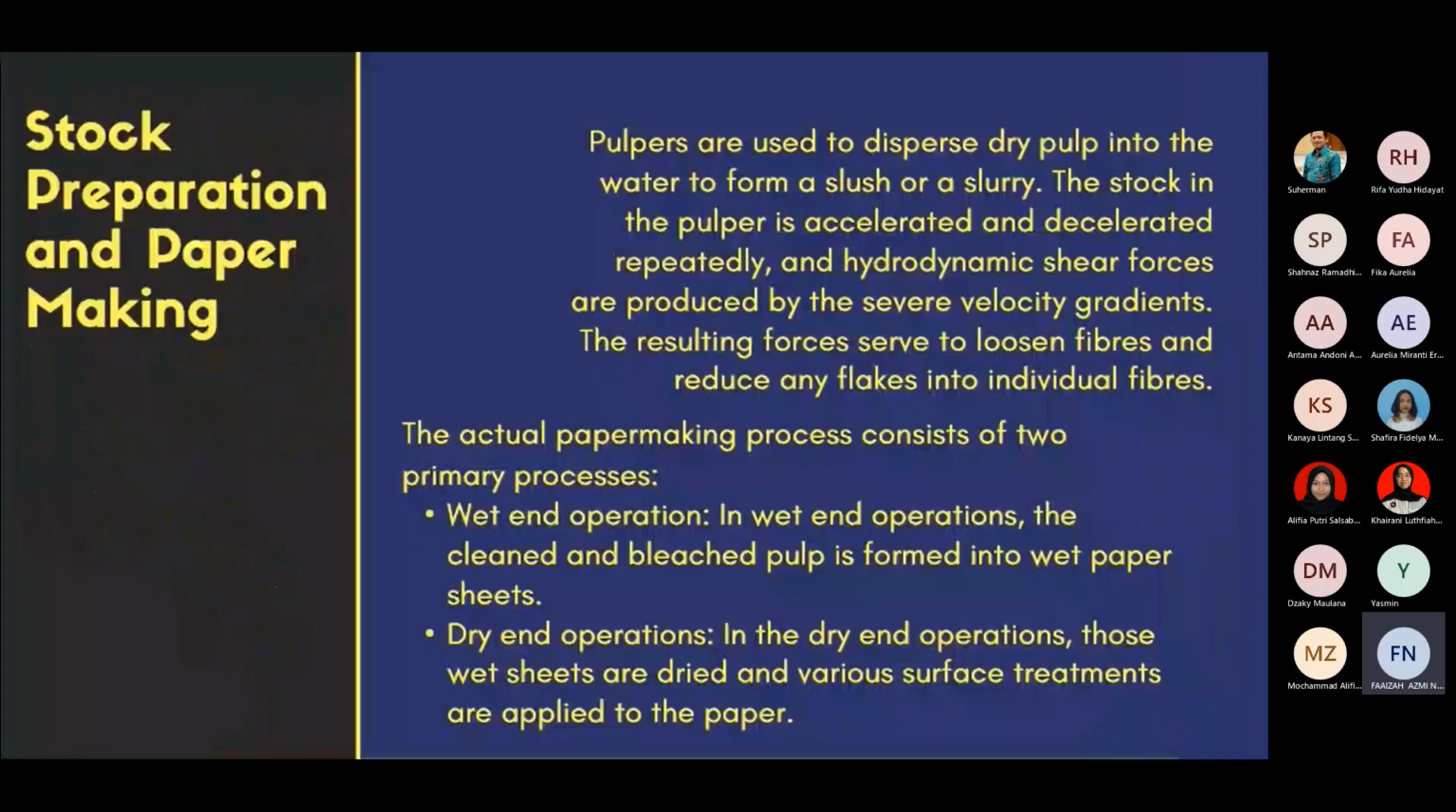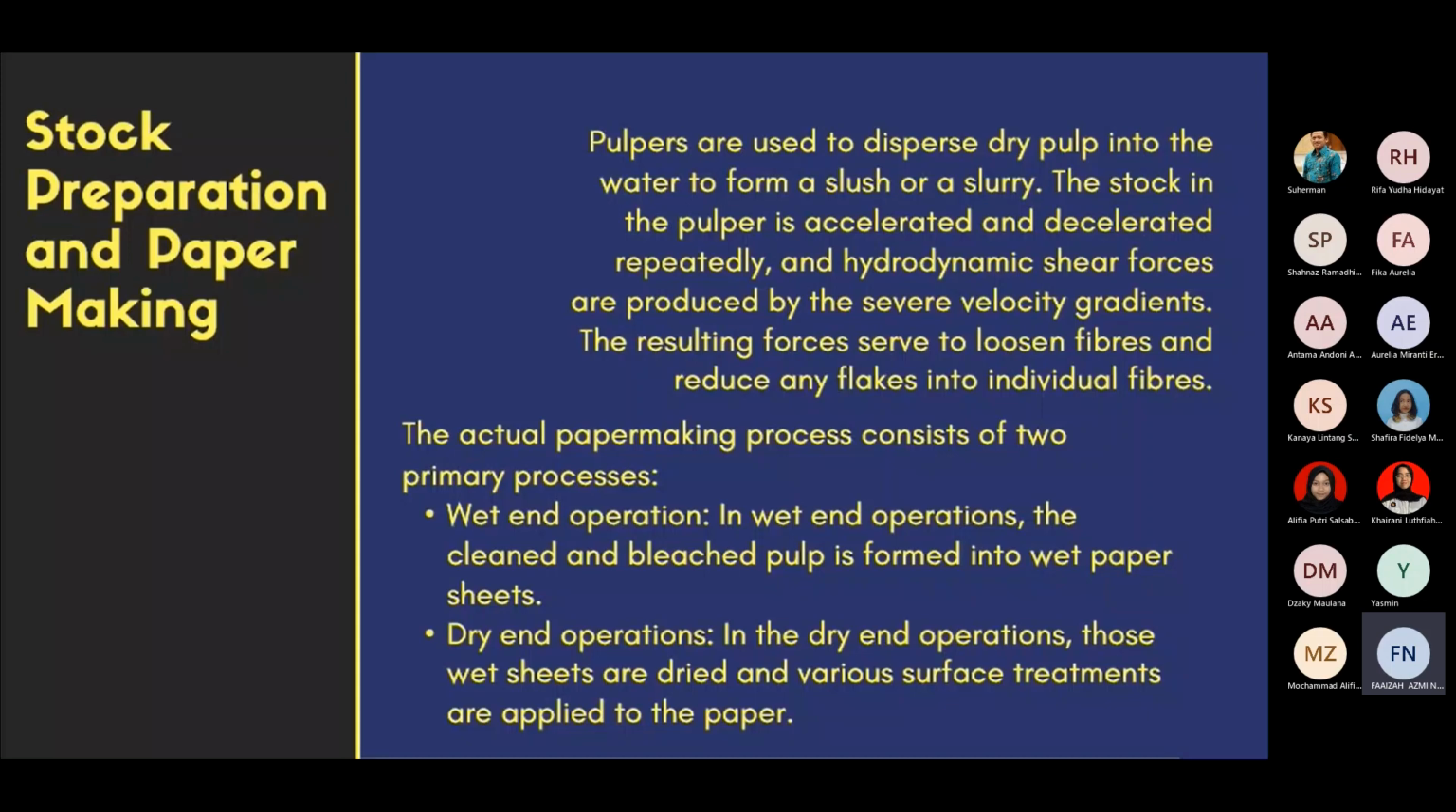Pulpers are used to disperse dry pulp into water to form a sludge or a slurry. The stock in the pulper is accelerated and decelerated repeatedly, and hydrodynamic shear forces are produced by the velocity gradients. The resulting force serves to loosen fibers and reduce any flakes into individual fibers.